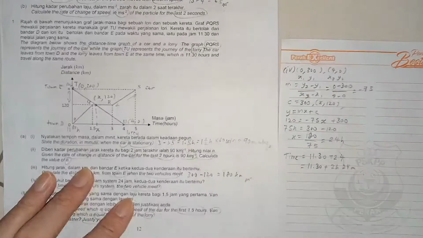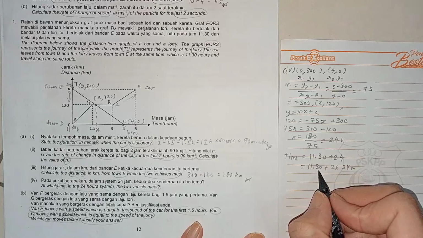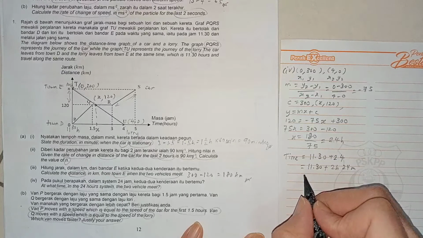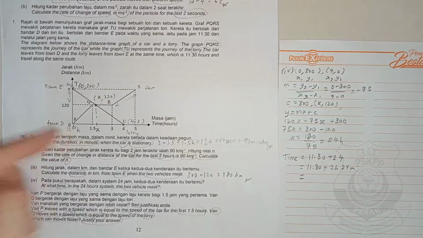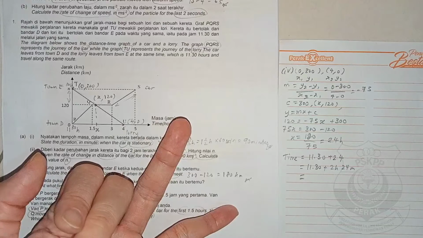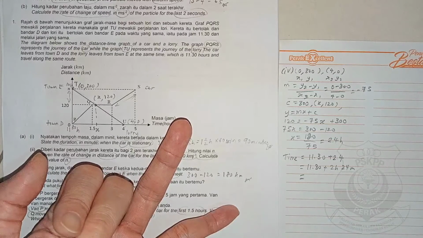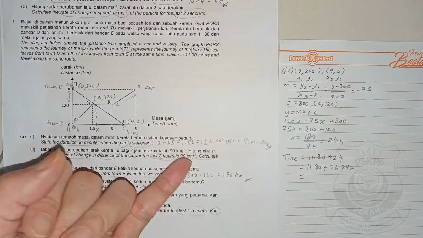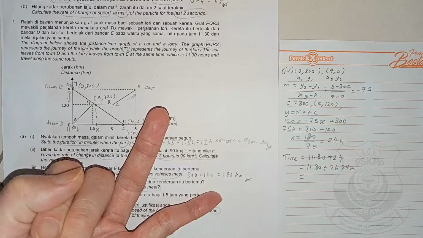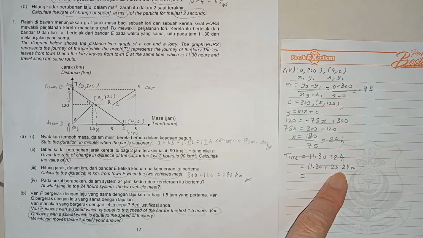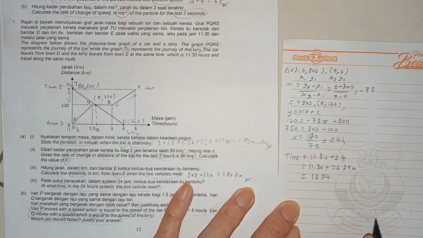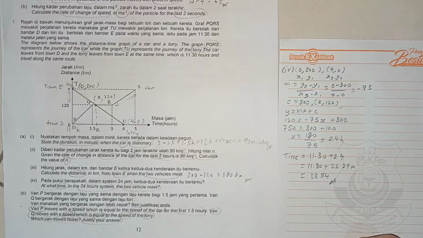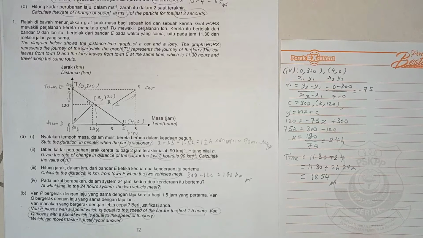So 2 hours 24, when I add up 2 hours plus the 24 minutes, you have to calculate manually. 11:30 to 12:30, 12:30 to 1:30. 1:30 is 13:30. So 11:30 to 12:30, 12:30 to 13:30, 2 hours. 13:30 plus 30 plus 24, 54. That means 13:54. So this is in the 24-hour system. So that is the answer for number 4.